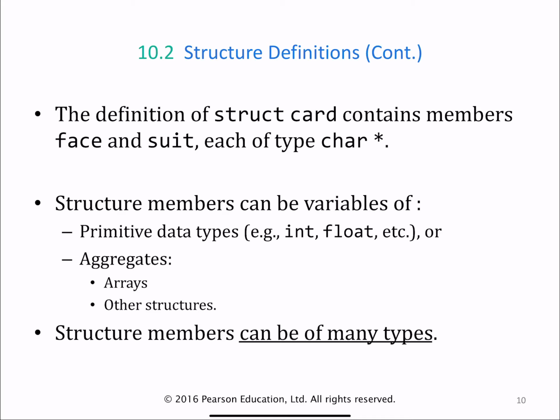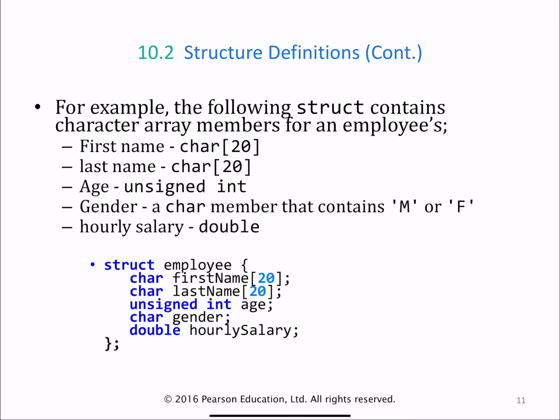Now, in the example that I just showed you, the structure card had two members, face and suit, of type character pointer. But you can really have anything in there, any primitive data type, meaning integer, float, any of those basic data types we are by now very familiar with. They can also contain other aggregates, meaning you can have arrays inside a structure. You can even have other structures inside a structure. And not only that, the members of a structure can be of many different types.